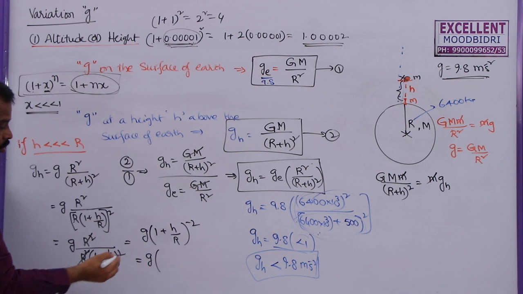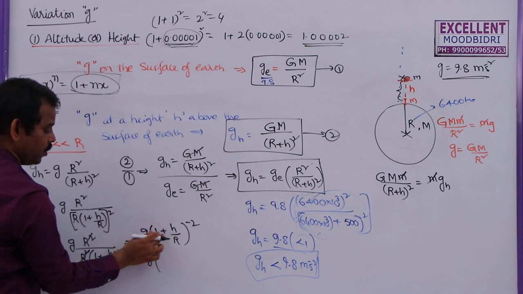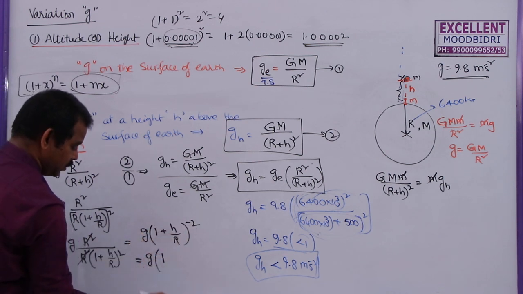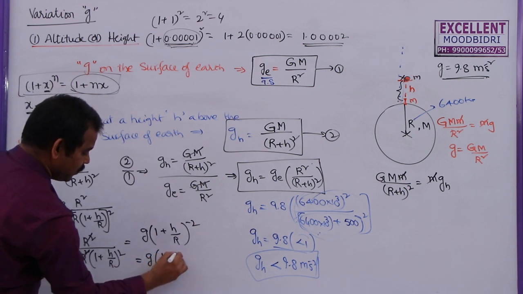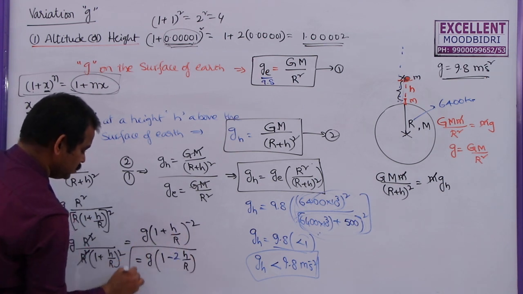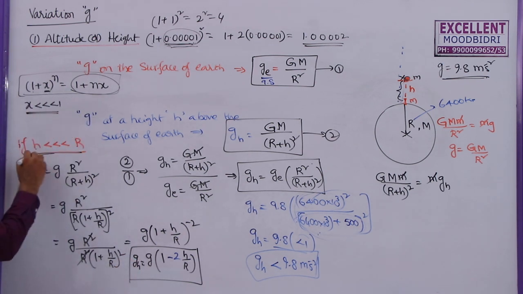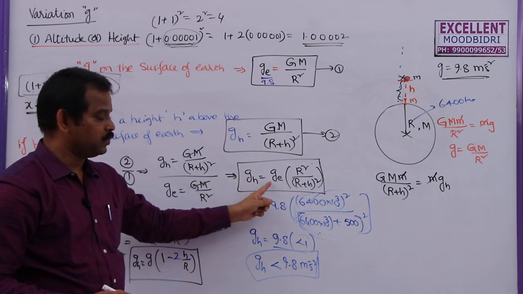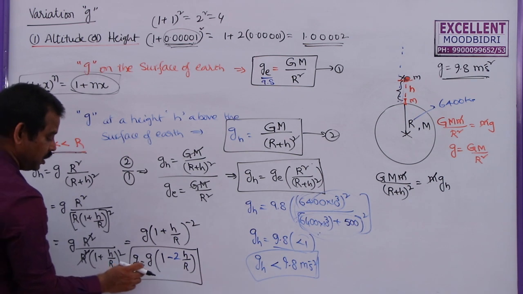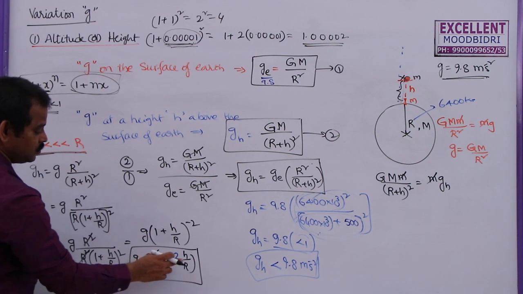And in this expression also, h is very small. H by r will become very, very small. So now this is in the form of (1 plus x) whole power n. This power will come here. So you can write 1 minus 2 into h by r. So this is an expression to find the value of small g when height is very small. In PUC problems, generally the problem will be given based on this formula, but in competitive exams, the problems will be based on this expression, that is 1 minus 2h by r.